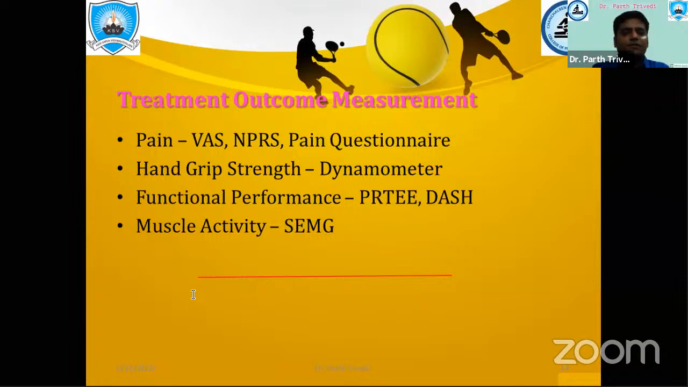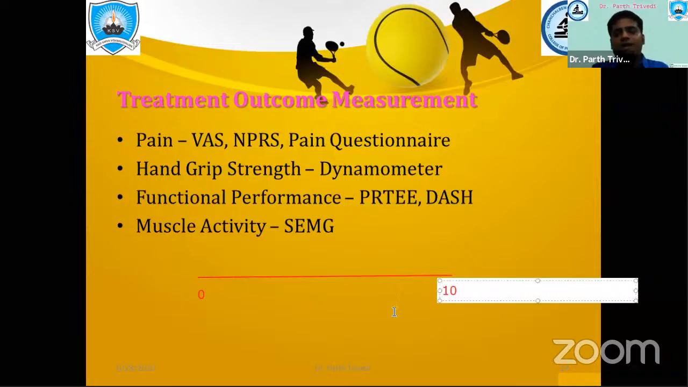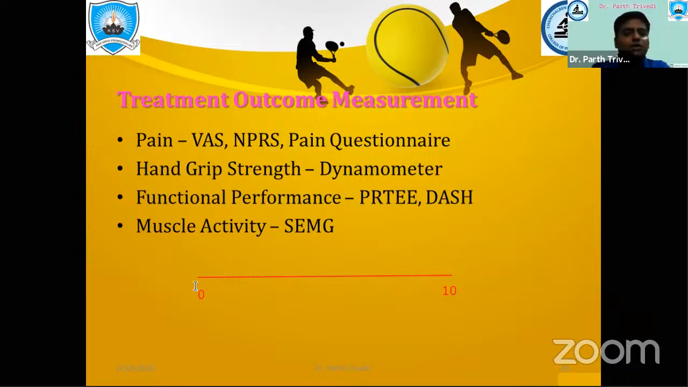The difference with the visual analog scale is, if you can see my scale, this is a horizontal visual analog scale. On the left, it is 0. On the right, it is 10. So if 0 means minimum pain and 10 means maximum pain, the subject or the patient is supposed to put a line over this.